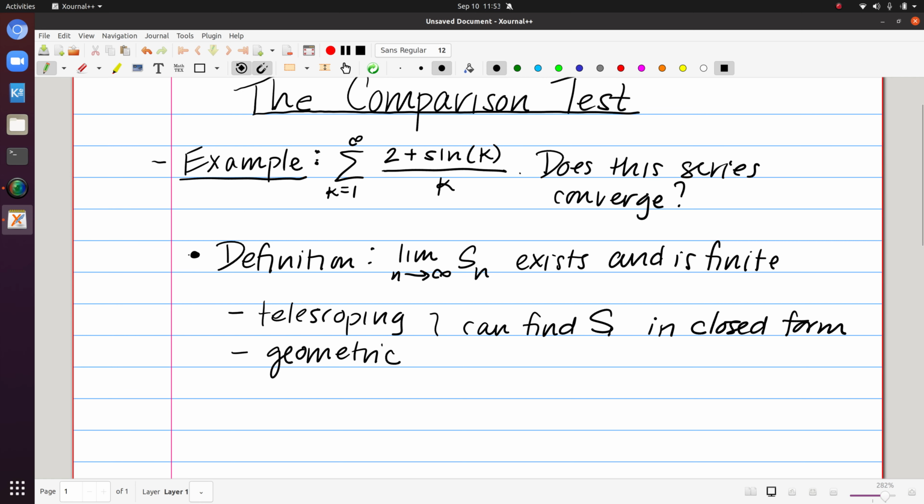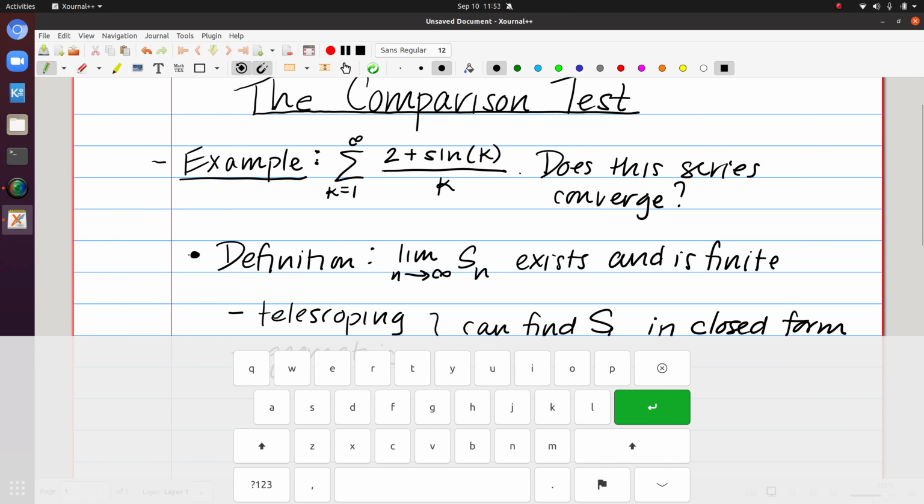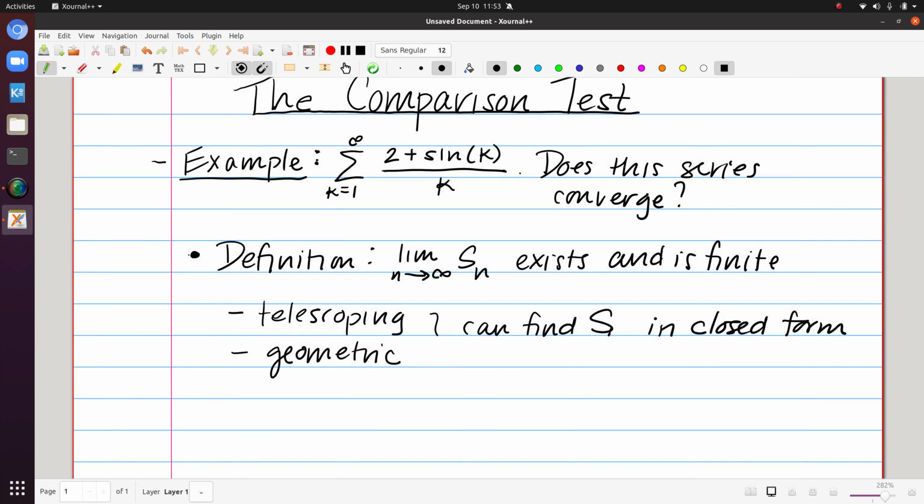That's a quick recap. Now, considering that, if we look at this particular example, it's not going to be geometric and it's not going to be telescoping. It doesn't fit those forms. So that doesn't work here.